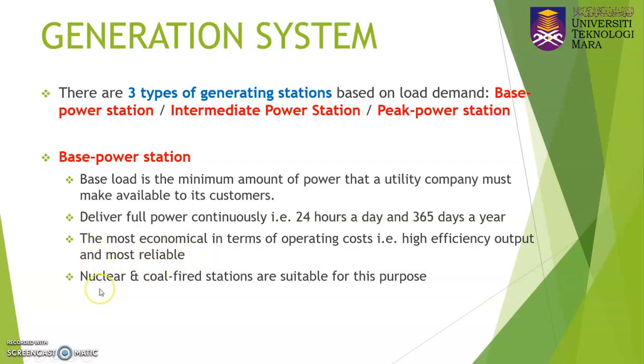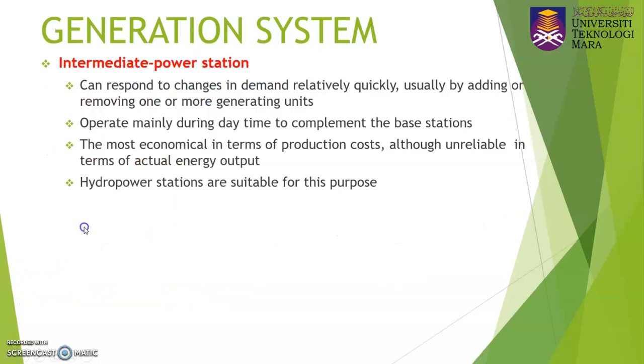Okay, so basically, we can use nuclear and also coal-fired stations as base power stations. Next, the second one, we have the intermediate power station. For the intermediate power station, it can respond to changes in demand relatively quickly, usually by adding or removing one or more generating units.